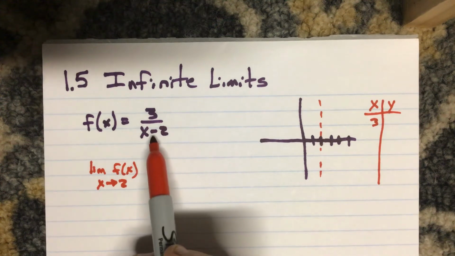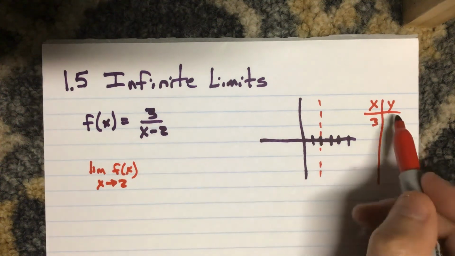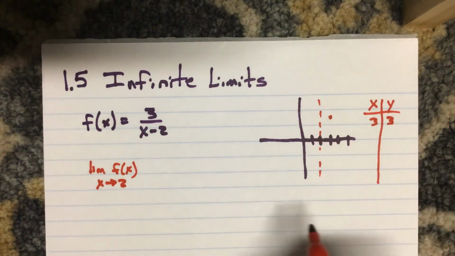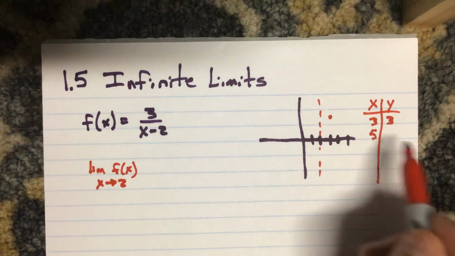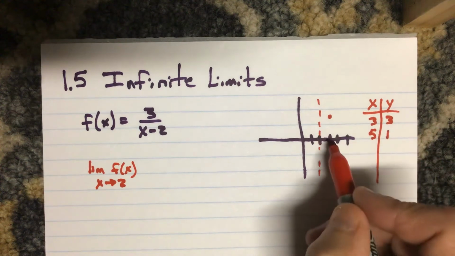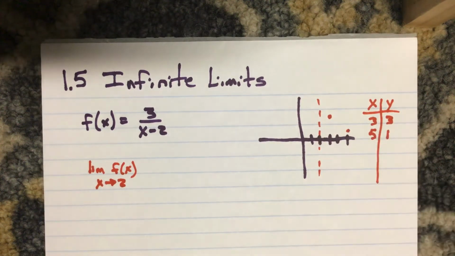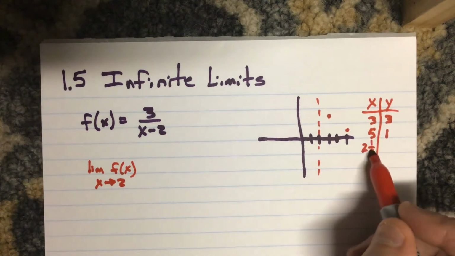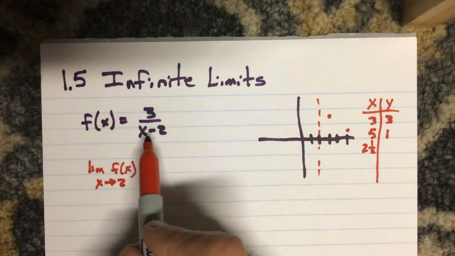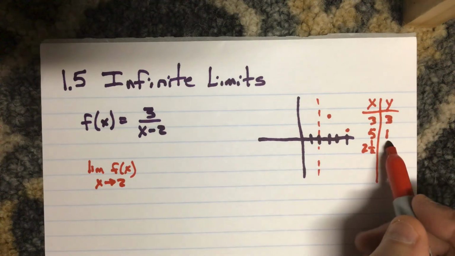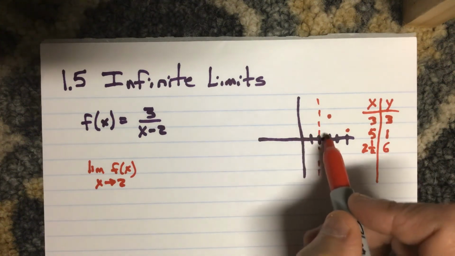We have 3 minus 2 is 1, so 3 over 1 is 3. So we get the point 3, which is approximately right here. We'll plug in 5. 5 minus 2 is 3, and 3 over 3 is 1. So we get the point 5, which is here. And we can plug in something like 2.5 just so we can see. 2.5 minus 2 is a half. 3 divided by a half is 6. Right? So we're going over 2.5 and up 6.